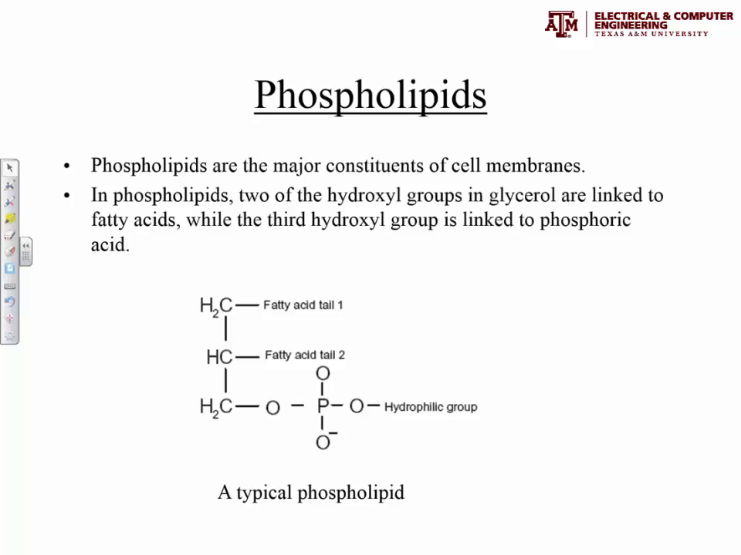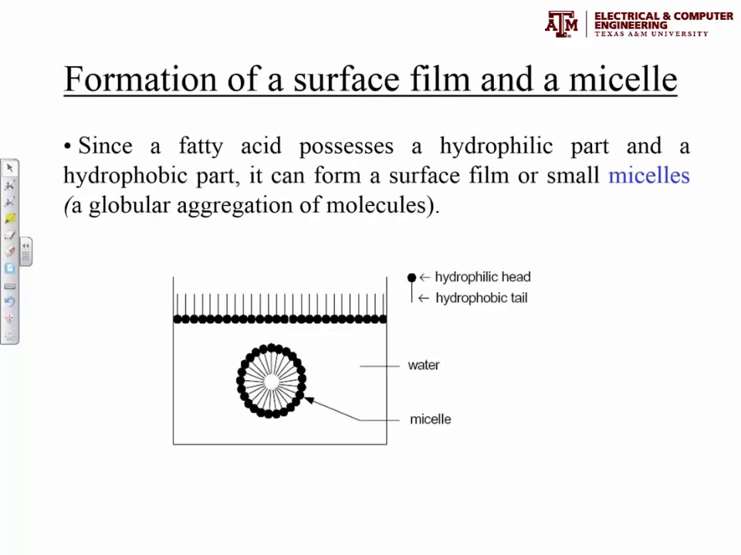So if it's a phospholipid, this third one is going to be a phosphate attached to some hydrophilic group. If it is a glycolipid, then it's going to be some sugar, which really likes water, that gets attached here. So phospholipids are the major constituents of cell membranes. In phospholipids, two of the hydroxyl groups in glycerol are linked to fatty acids, while the third hydroxyl group is linked to phosphoric acid. And this is a schematic diagram for a typical phospholipid.